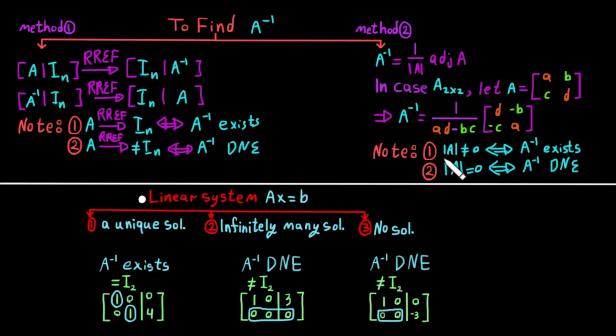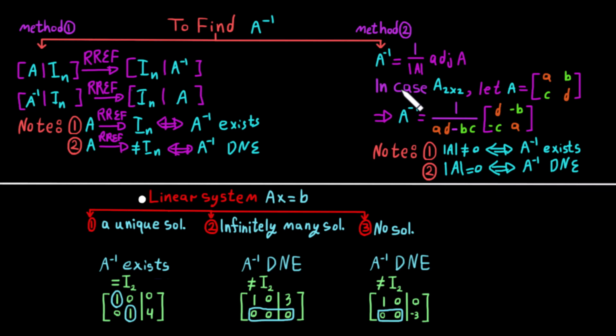For example, here, if this determinant of A equals 0, you have to know A inverse does not exist. And the same thing here, if you have the determinant of A not equal to 0, then you have to know A inverse exists. The opposite way, if they told you A inverse exists, then you have to know that the determinant of A is not equal to 0. If they told you A inverse does not exist, then you have to know the determinant of A is equal to 0.